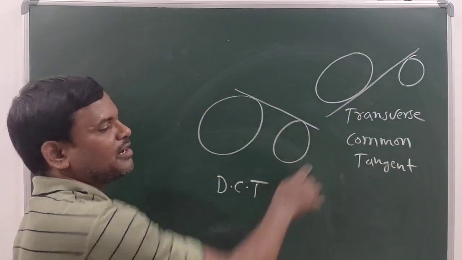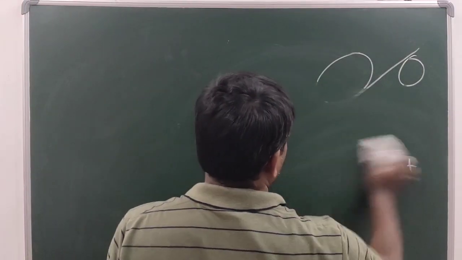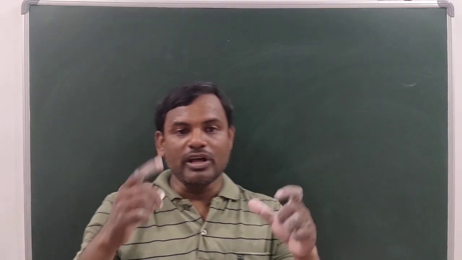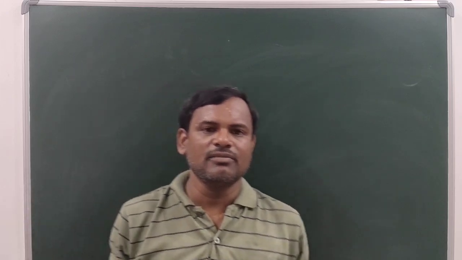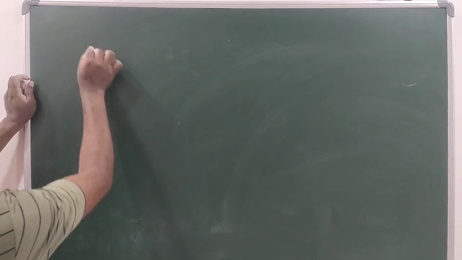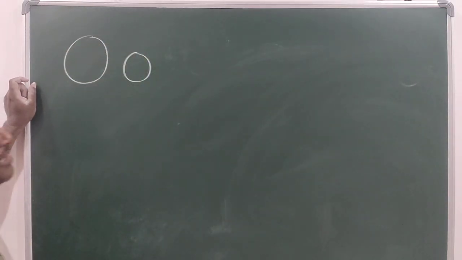This is called direct common tangent. Now I am asking you to draw two circles on the plane. How many ways can you draw? See here. These are called non-intersecting circles.